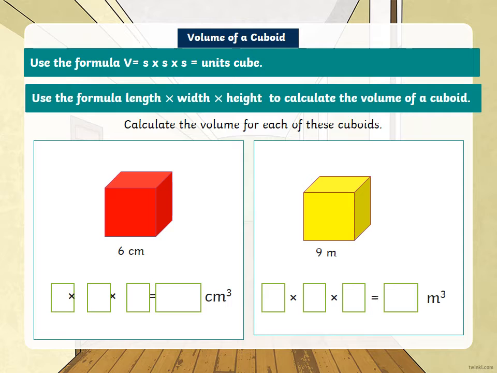Let's look at this one. Now we have our measurement for one side is 6 centimeters. Remember, we're working with cube, so it means that all sides are the same. So we multiply 6 times 6 times 6, and our answer becomes 216 centimeters cube. All right, let's look at the yellow cube, and the measurement is 9 meters. So it means that we have to multiply 9 times 9 times 9, which will give us 729 meters cube.